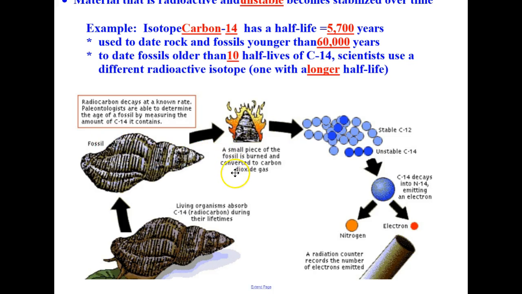They take a small piece of the fossil, burn it, and it's converted to carbon dioxide gas. Carbon dioxide gas contains both stable C12 and unstable C14. The stable is in the light blue, and the unstable C14 you see in the dark blue here. Well, C14, when it decays, turns into nitrogen-14 and emits an electron. And a radiation counter, such as a Geiger counter, records the number of electrons emitted. This electron is actually called a beta particle, by the way.